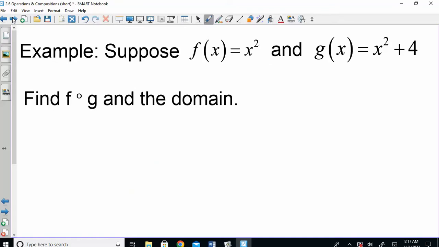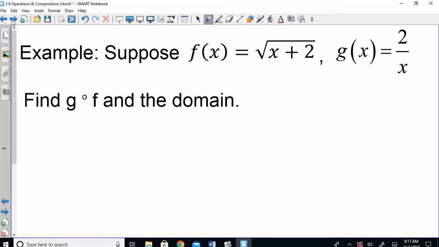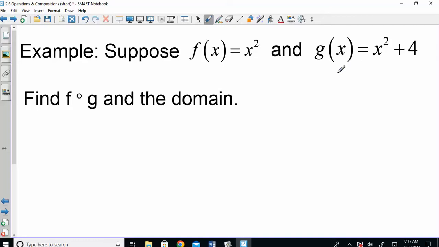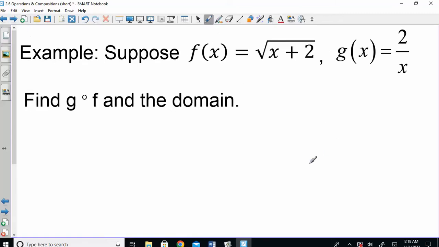Let's try. Can I skip to this one? Is that okay? If I don't even work out this example, can you look at it and tell me what your domain's going to be? Negative infinity, positive infinity. There's no fractions, no radicals, so it's going to be everything. Let's do this one. It kind of involves everything. We've got a fraction, we've got a radical, so it ties it all together for us.